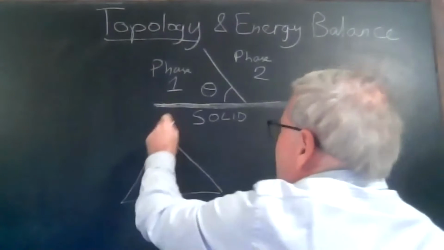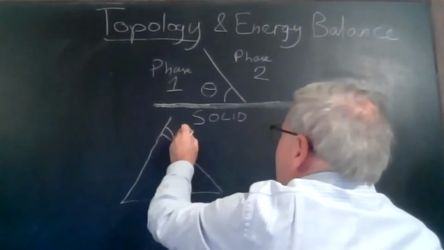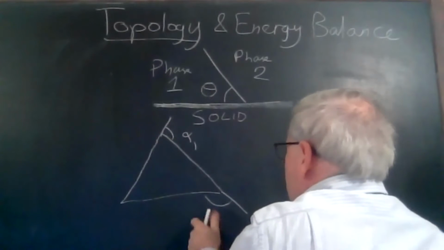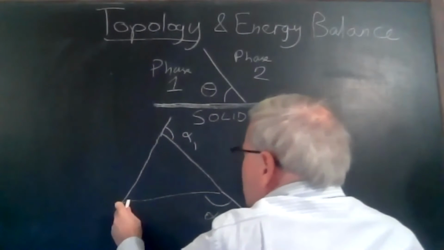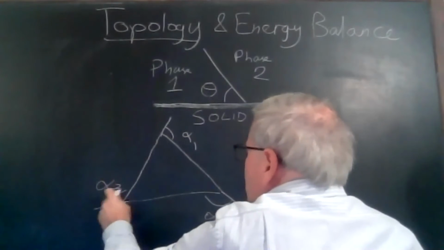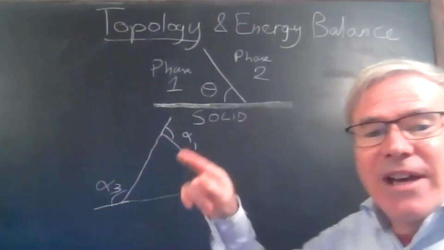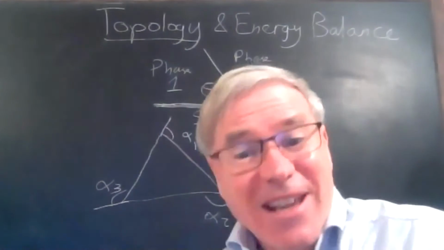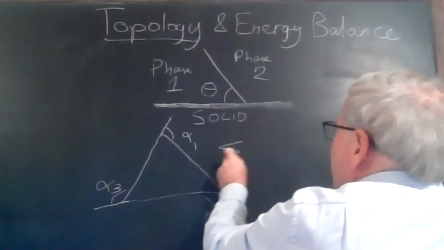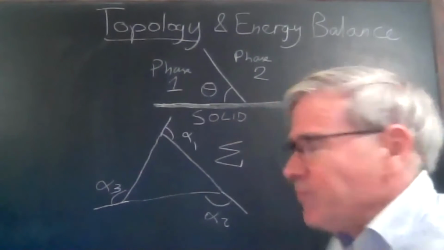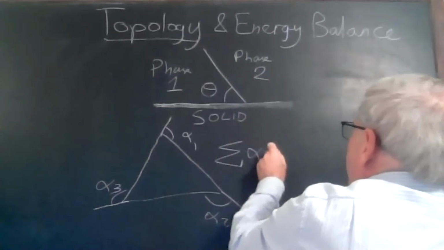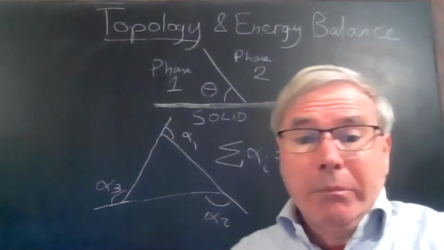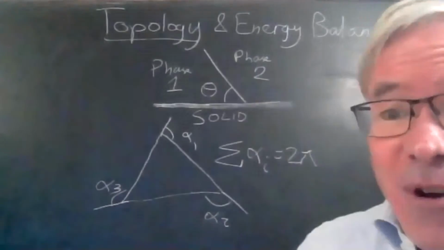two-dimensional shape, and if I look at the external angles, I think you can see, and you probably did this at school, you go round in a circle. So in fact, for any polygon, the sum of the angles is 2 pi. Okay, so fair enough. So what?